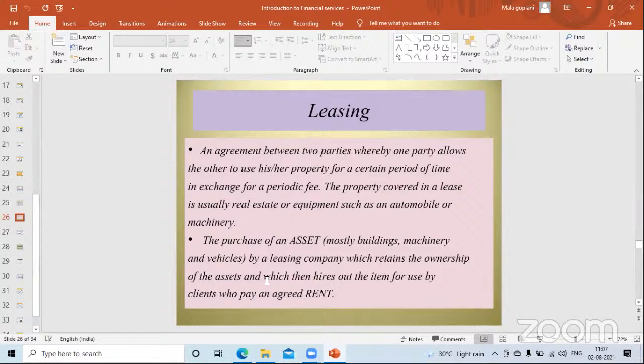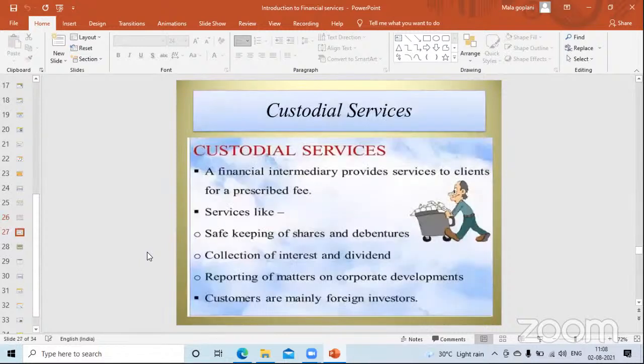मतलब ऐसी ओनरशिप जिसके हाथ में होती है वो ही किसी क्लाइंट को हायर पे दे सकता है, मतलब रेंट पे दे सकता है. ठीक है, अगर आपके हाथ में ओनरशिप ही नहीं है, how will you give it to somebody else? So to give it to somebody else, you should have that in your own hand. You should be the owner of that particular property. Only then you can give it on rent. Okay. Next is custodial services.